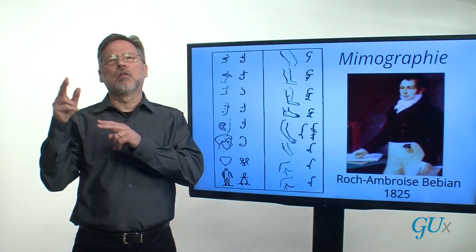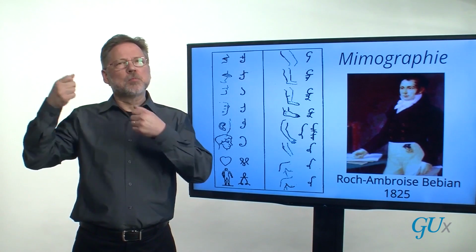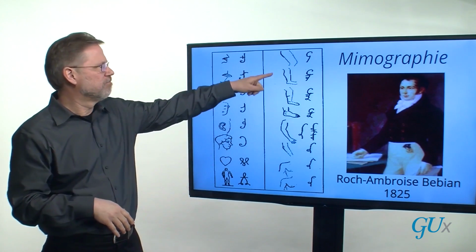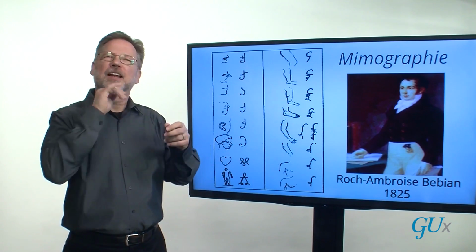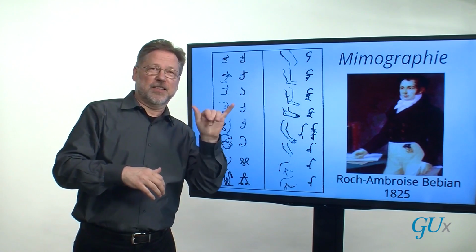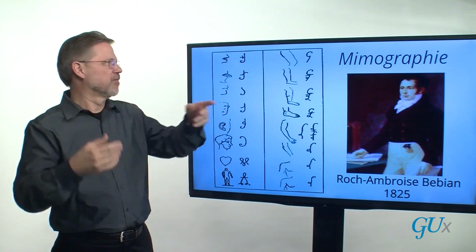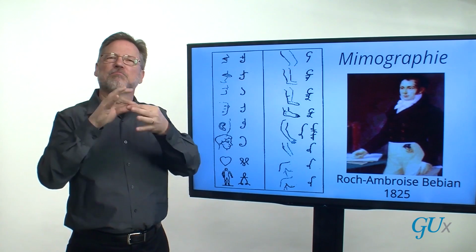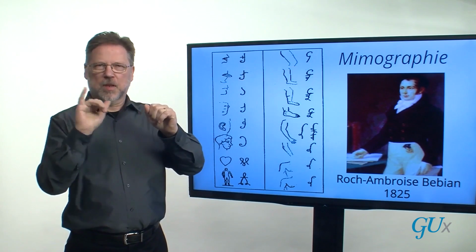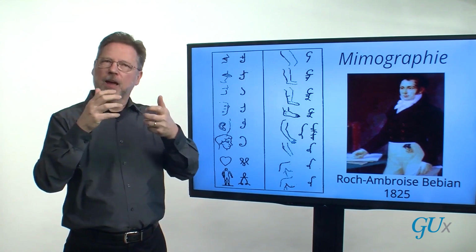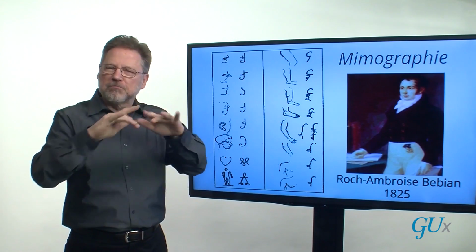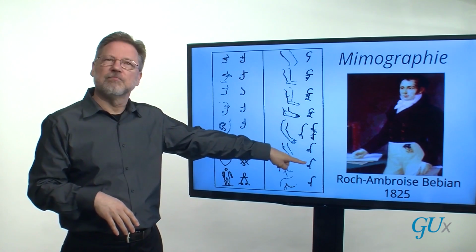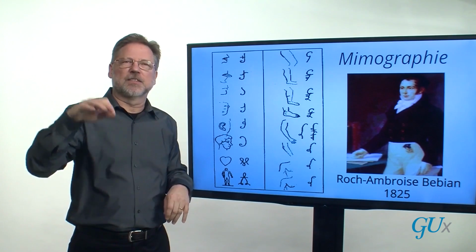Stokoe also wondered whether anyone else had tried to create a similar notation system already, and found one. Mimography. Unlike Stokoe's system of chirology, this person created mimography, which is a French term, focused on movement to analyze the components of signs. Similarly, this system used discrete symbols, which I'll discuss. The system was invented by Roche-Ambroise Bébillon in France.